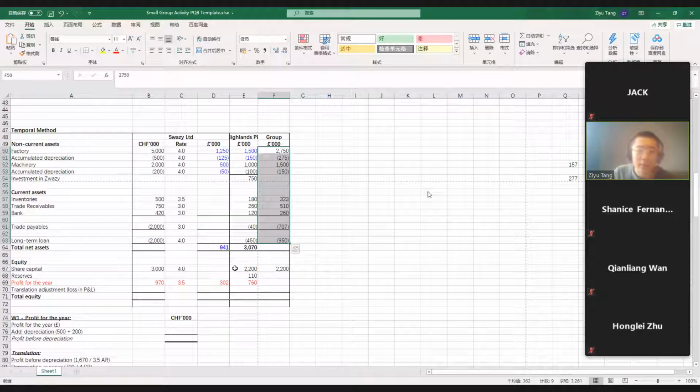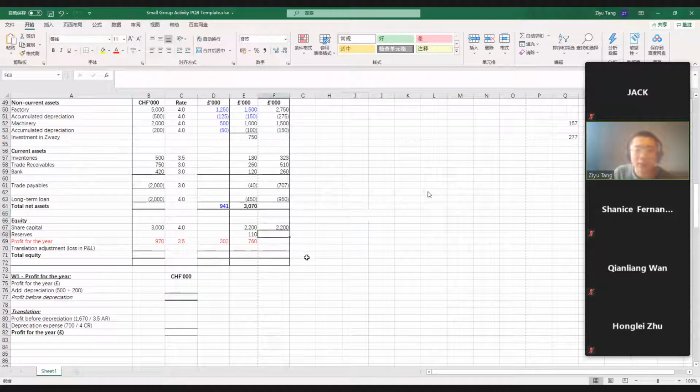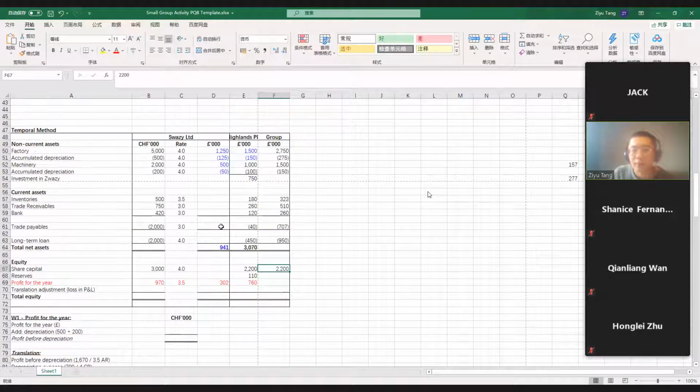Okay, so that is the first key point, and the fifth is that for share capital, you don't need to add the Swazi Ltd with the Highland PLC. Just as we have discussed in the previous tutorial, you only use the share capital of the parent company to represent the share capital of the Highland Group, which is 2,200. Okay.